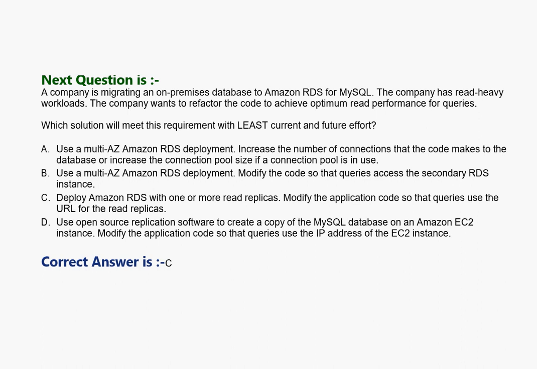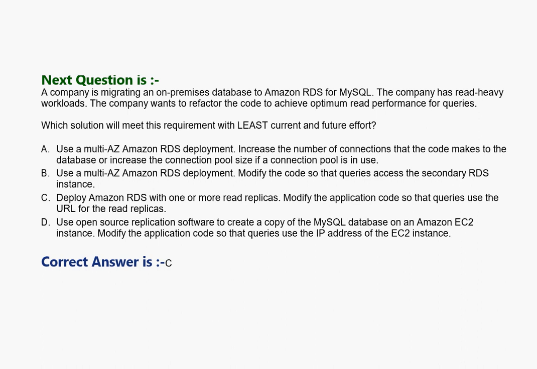Option A. Use a multi-AZ Amazon RDS deployment. Increase the number of connections that the code makes to the database, or increase the connection pool size if a connection pool is in use. Option B. Use a multi-AZ Amazon RDS deployment. Modify the code so that queries access the secondary RDS instance.